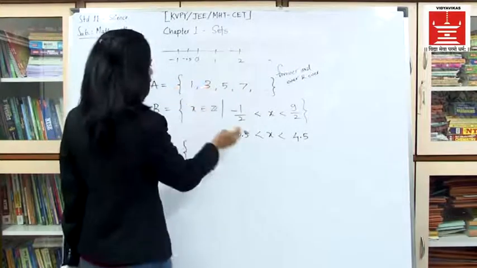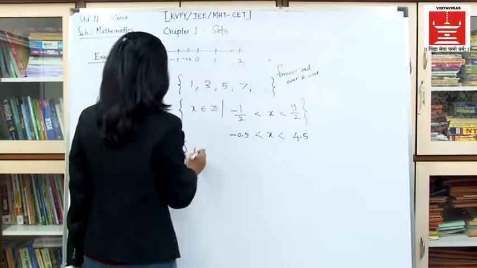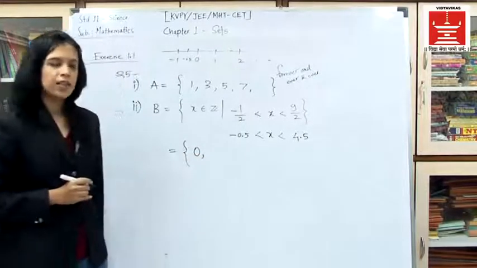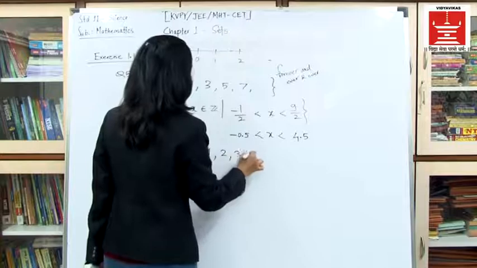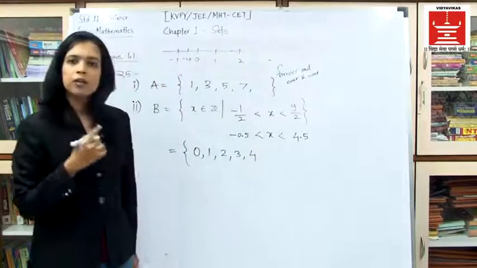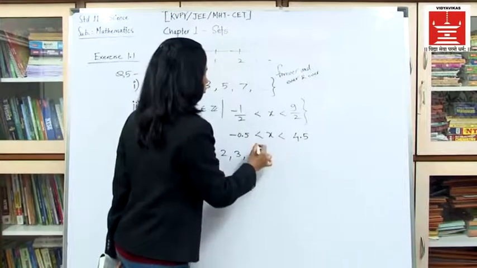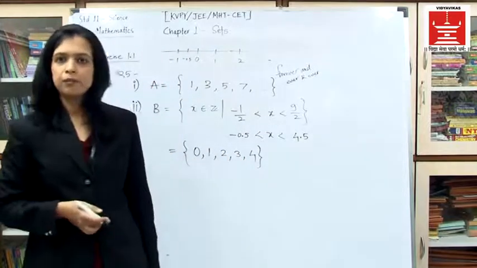number line, and x is an integer, so the very first integer should be 0, then 1, then 2, then 3, and then 4. You can't go to 5 because that is bigger than 4.5, which is 9 by 2. Okay, simple.